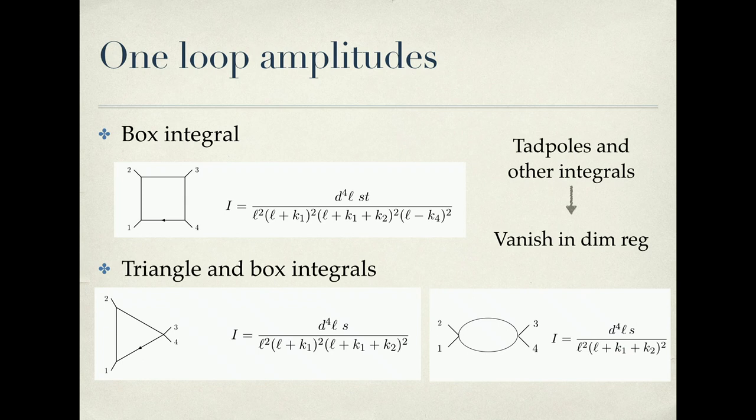And in the bubble, there are only two propagators. Now, maybe you also saw the tadpole integrals, which have only one propagator. However, if we deal with massless particles, these tadpole integrals actually vanish in dimensional regularization. So we normally don't consider them because they are irrelevant.